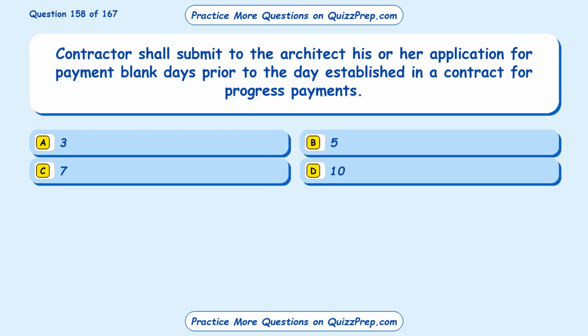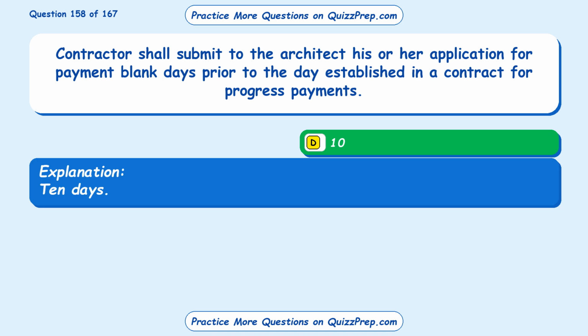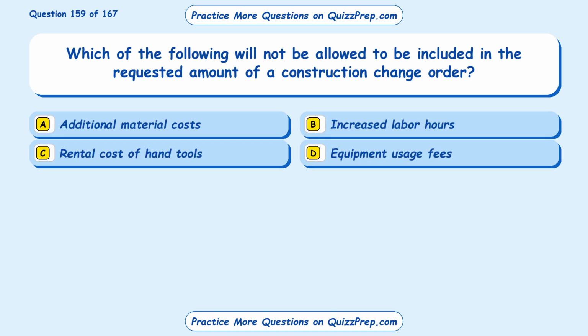Question 158. Contractor shall submit to the architect his or her application for payment blank days prior to the day established in a contract for progress payments. Option A, 3. Option B, 5. Option C, 7. Option D, 10. The correct answer is option D, 10. 10 days.